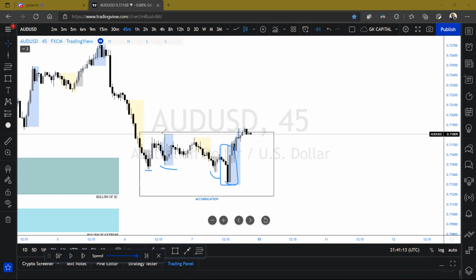And then what did we get after that? This was the low. Price created this new low here. And then from there we created this. So even if you were looking at this or you were looking at the high of this, we've eventually got the break.